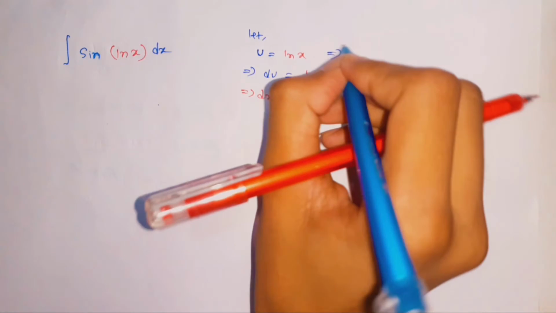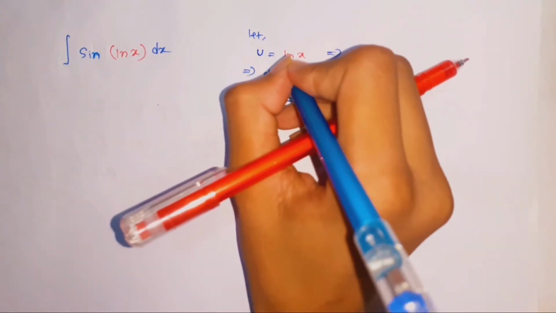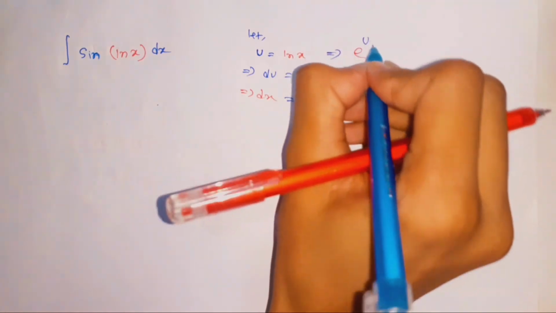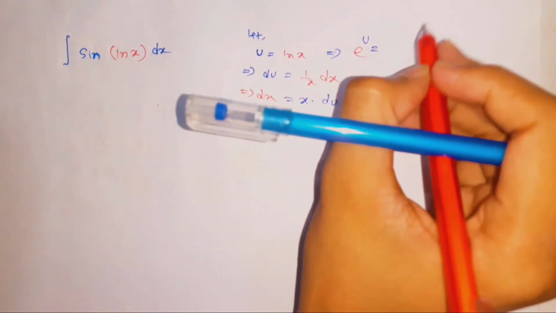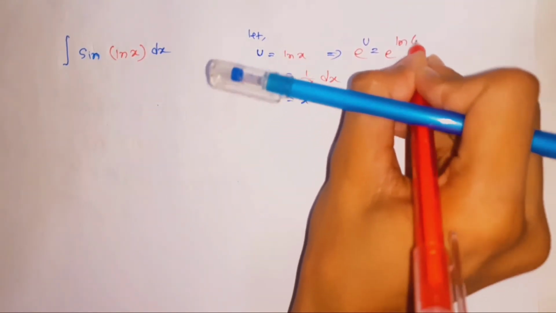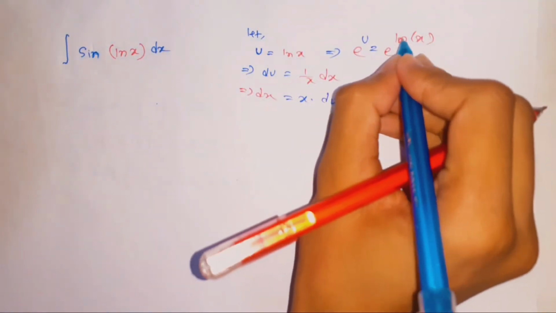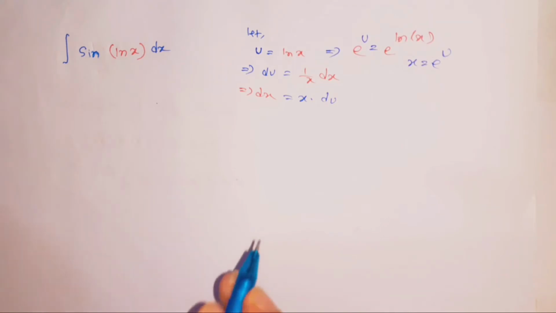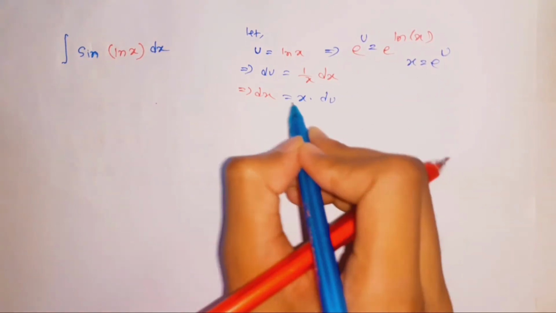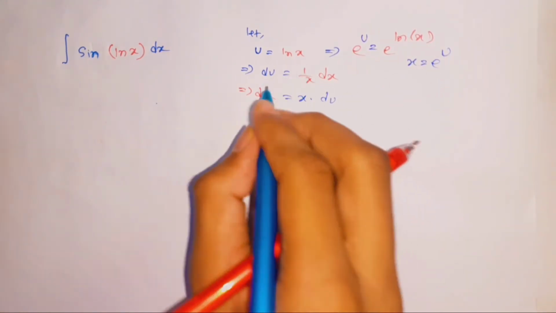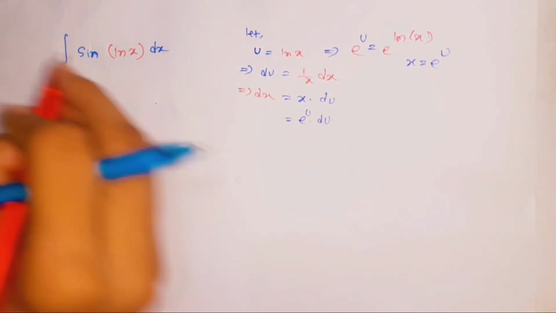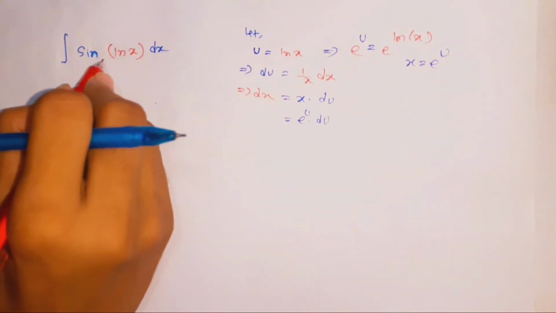From here, if we raise both sides by e, then e to the u equals e to the ln of x. Here e and ln will cancel out, so x is equal to e to the u. So now, instead of x, we can write dx equal to e to the u du. Now we are ready to take this integral into the u world.